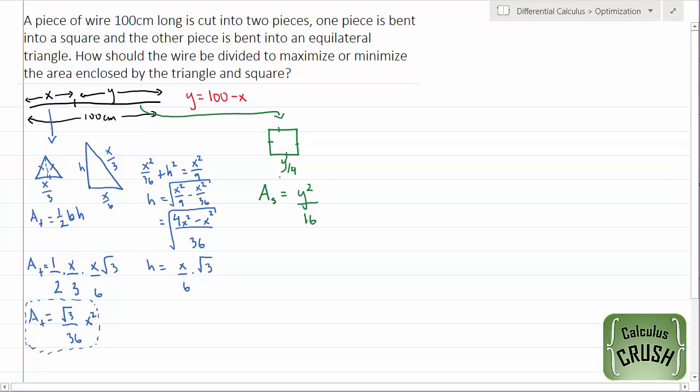Now we need to substitute in what Y is. So it's 100 minus X, squared, divided by 16. So we have the area of the square written in terms of X now.